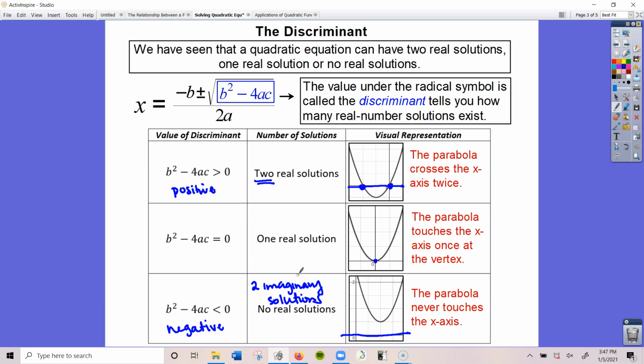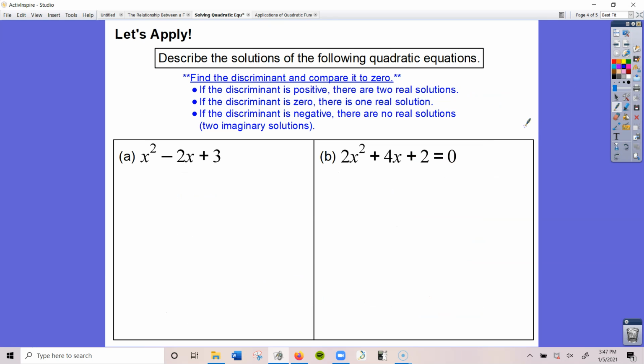So now let's have a closer look at the discriminant. Here we have two examples, and we're going to determine how many solutions this quadratic equation will have. The discriminant is used to describe solutions, meaning I'm not exactly looking for the answer or the solution. I'm trying to tell you how many solutions I will end up having.